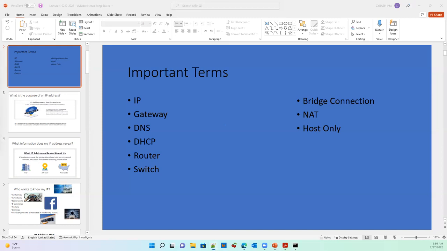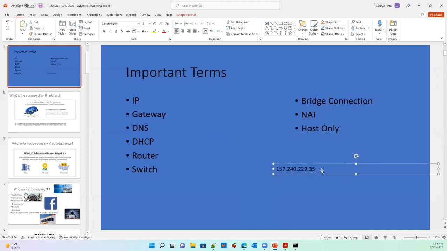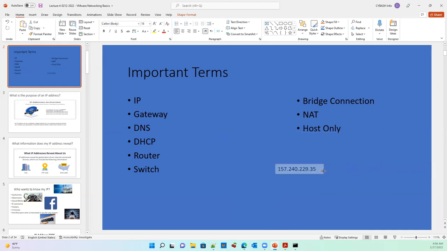Let's see, I just did 157.240. It might be the exact IP address, it might be proxies, but we try our luck, see what happens. So let me paste it here. So this is our Facebook IP address. So from tomorrow on, you don't use facebook.com. Use 157.240.229.35 to access the Facebook page.